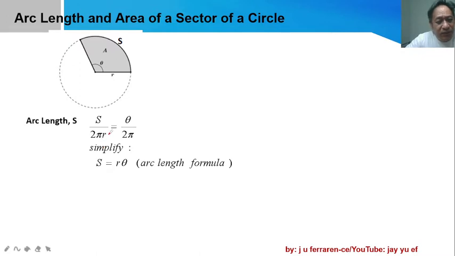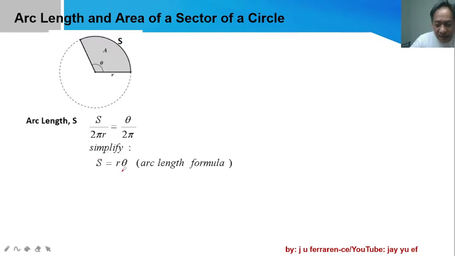Now when this is simplified, the 2 pi expression is removed and we have a product of r and theta. So the formula for the arc length is s, which is the product of r and theta. If the angle theta is in radians, then the unit of r will also be the unit for s here.